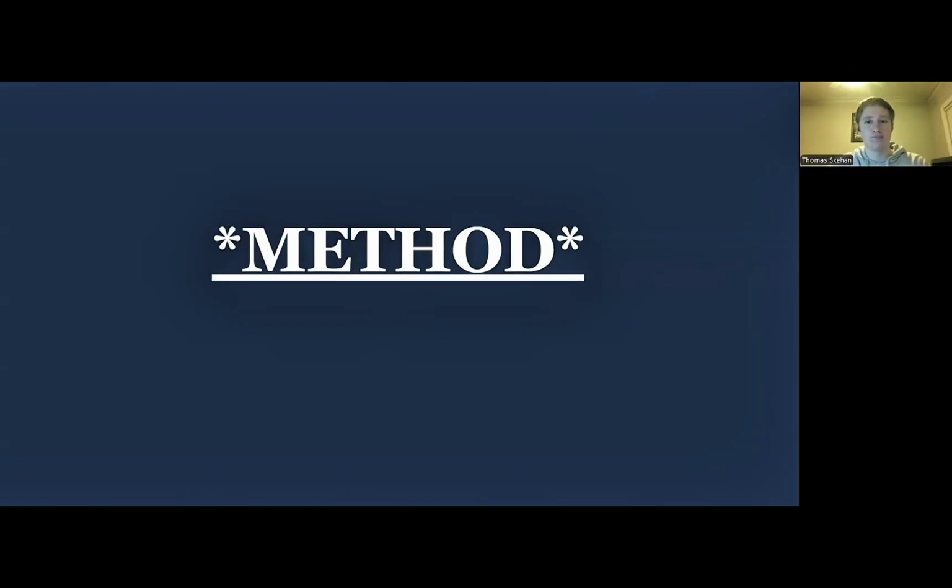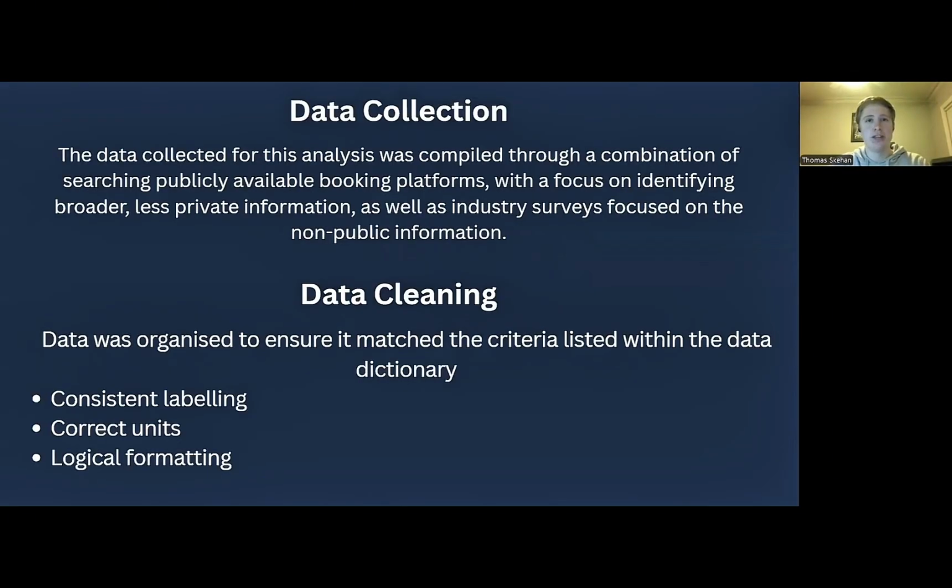The method. This process began with collecting data through combining publicly available information on hotel booking platforms with private specific data collected through industry-wide surveys and meetings with numerous hotels' operations and administration staff. Data was collected with a focus on objectivity and included both qualitative and quantitative metrics.